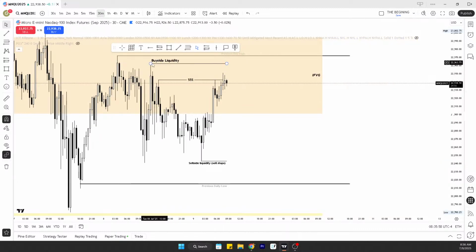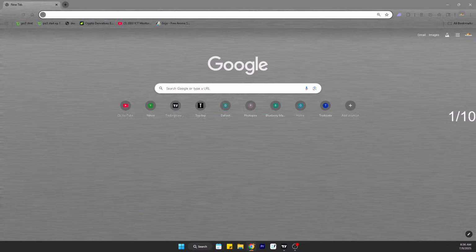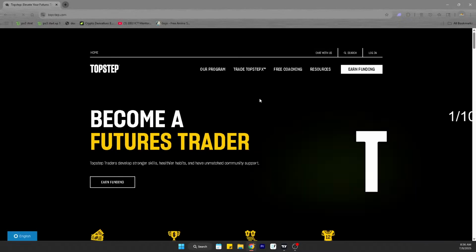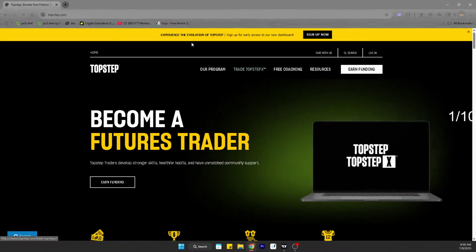So we want to see if this level gets ran through. We already know we're going to take our previous day highs, but if it sweeps it, then we're going down to previous day lows. And I didn't even get to check and see if we had any news today. But let's see if we got any news today.